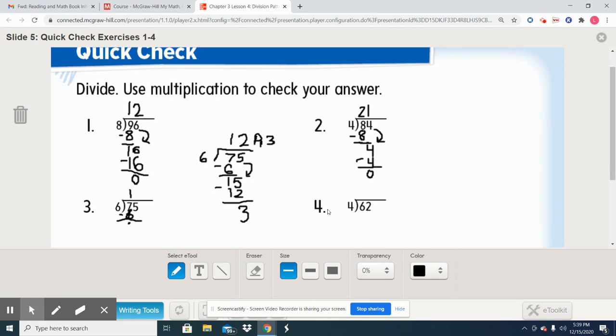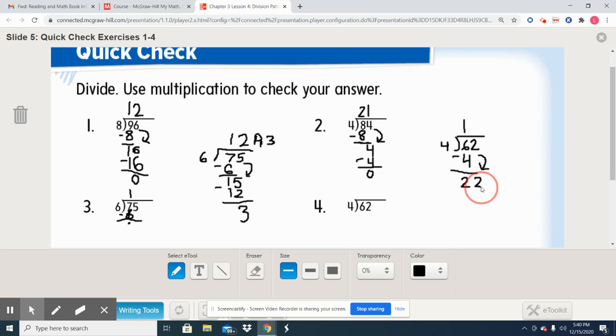62 divided by 4. Well, let me write it up here. 62 is our dividend, and we would read this sentence, 62 divided by 4. 4 goes into 6 one time. 4 is the divisor. 6 minus 4 is 2. And then we're going to bring this 2 down. So we have 22.